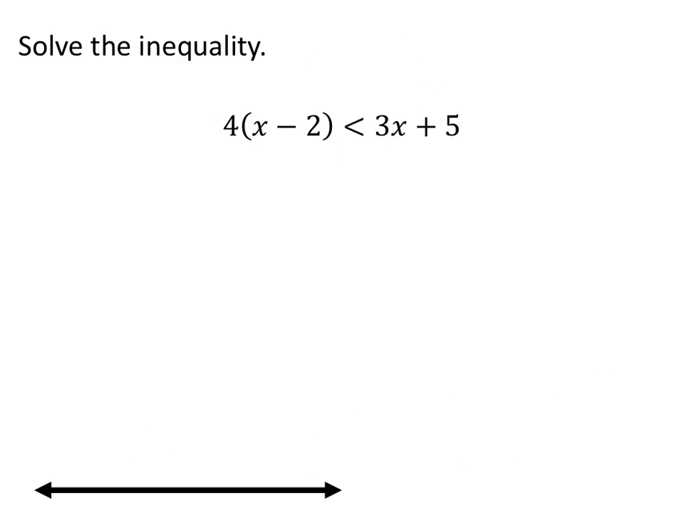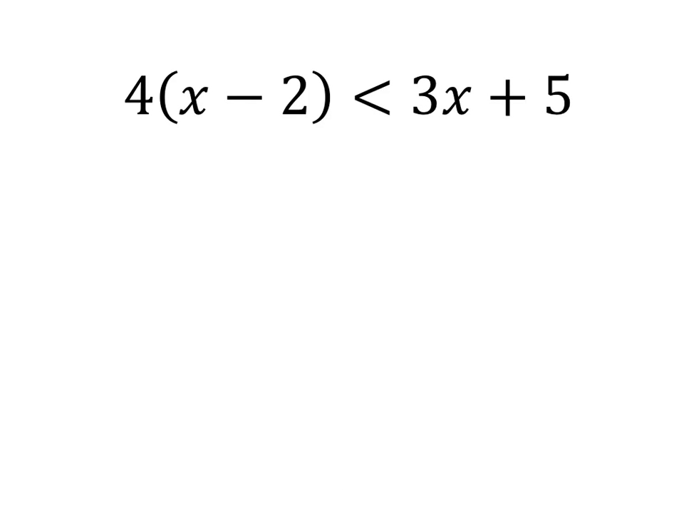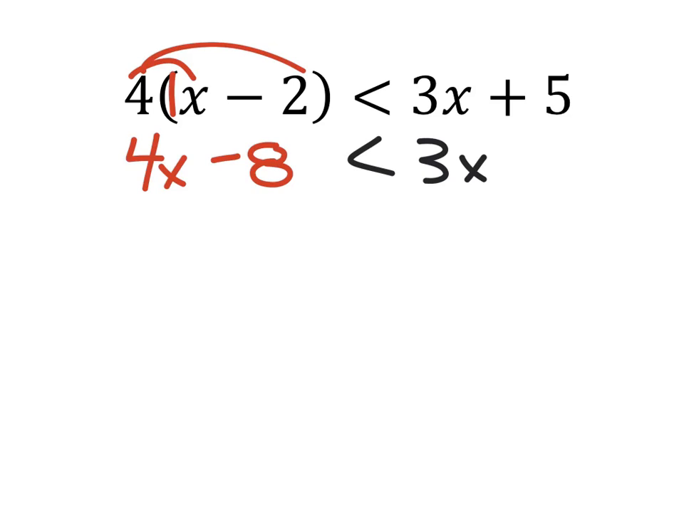Let's do this one just because it has some distribution in it. Distribution is so fun. So, we do need to distribute that 4 into that set of parentheses first. And once we solve this, we'll graph it, right? So we'll distribute the 4. 4 groups of 1x would be 4x's. 4 groups of negative 2 would be negative 8. So now this is less than 3x plus 5.